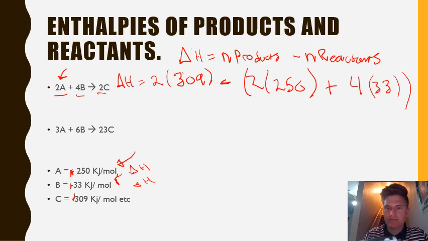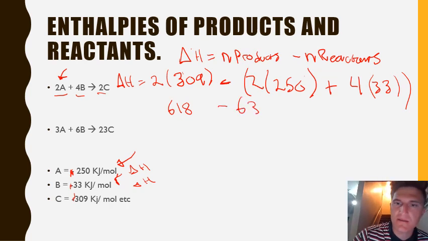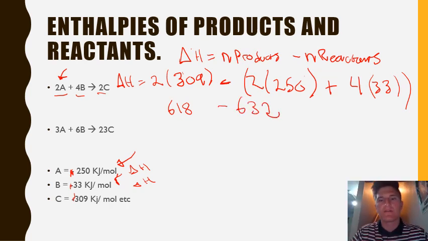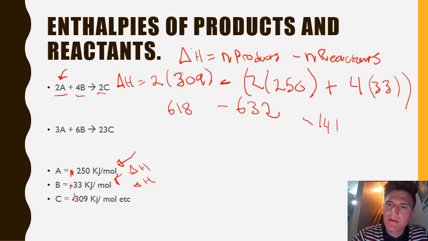We'll go 2 times 309. And that's going to give us 618 minus 2 times 250, which is 500, plus 4 times 33. That's going to give us a 632. And so we know that this reaction in total is going to leave us with a negative 14 kilojoules of energy.